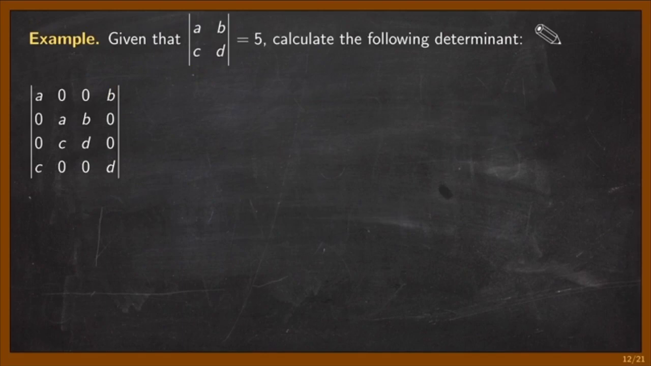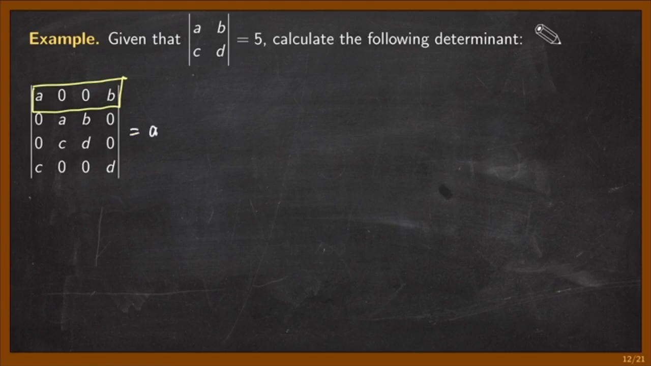Another exercise. Suppose you're given that the 2 by 2 determinant A, B, C, D is equal to 5. I want you to calculate the 4 by 4 determinant as shown using this information. As you can see, every column and every row has 2 zero entries, right? So we can expand along any row or any column. It won't matter. For example, if I expand along the first row, I have two non-zero terms.